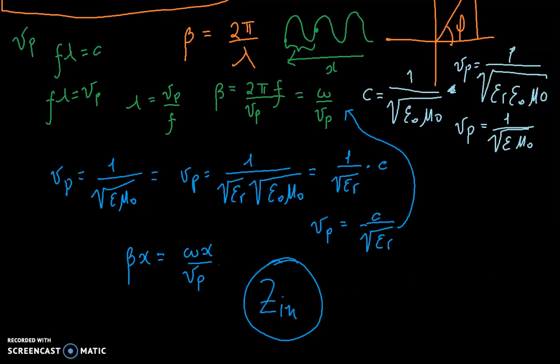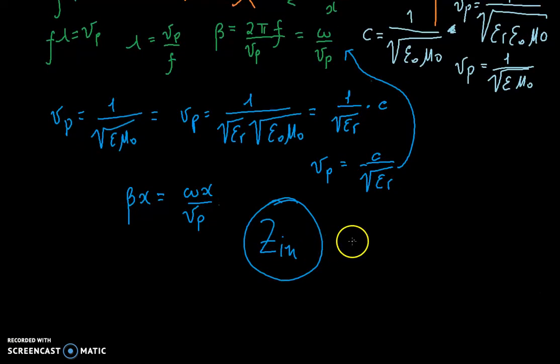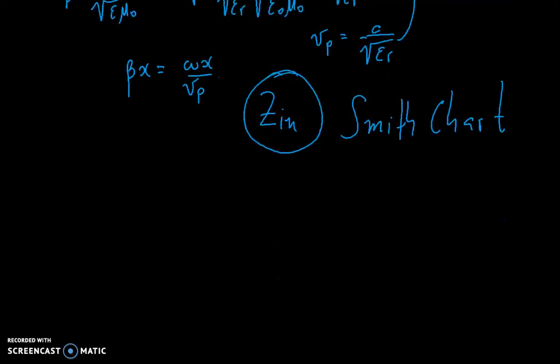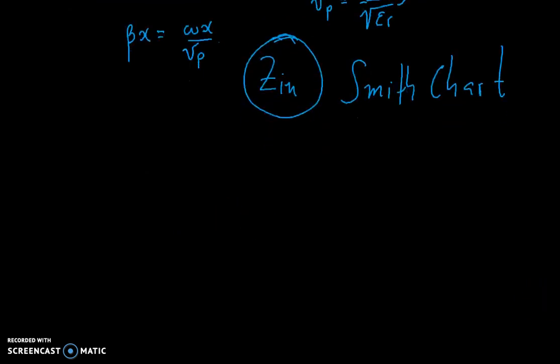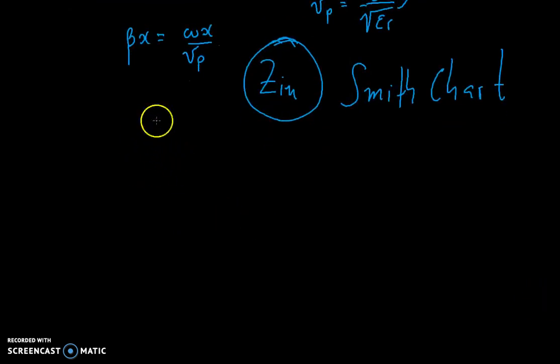There is a chart. There's a tool that we use called the Smith chart, which is a graph that helps us to calculate both reflection coefficients, input impedance at any point on the line, reflection coefficients at any point on the line, and it helps us do lots of other things. And we're going to talk about it on the next tutorial.